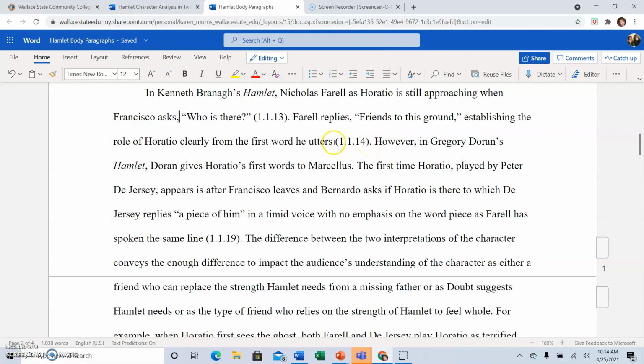Notice that I don't have a period here, I have it here. Why is that? The period indicates a full stop, an end to the sentence, and I don't want to end the sentence until I include my parenthetical citation.